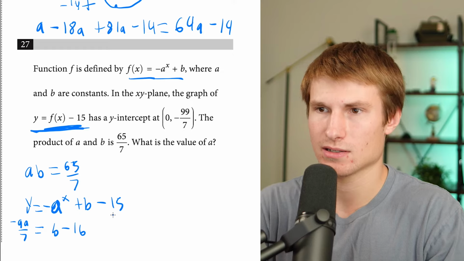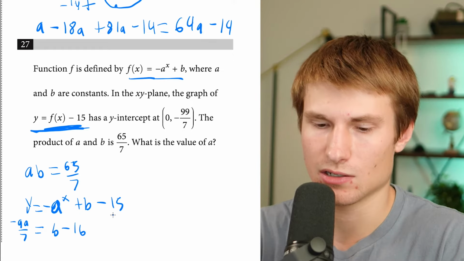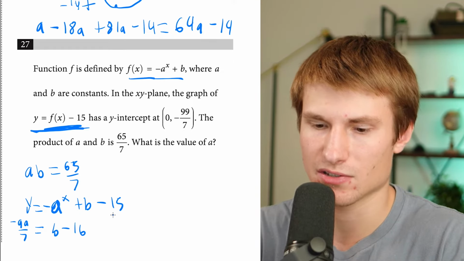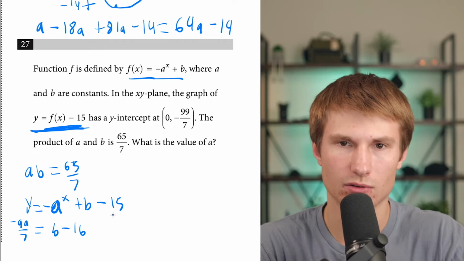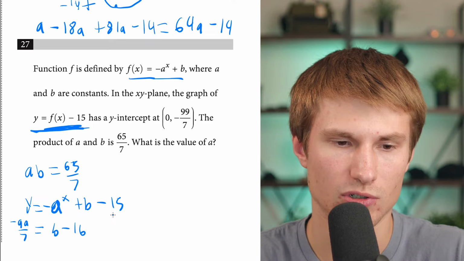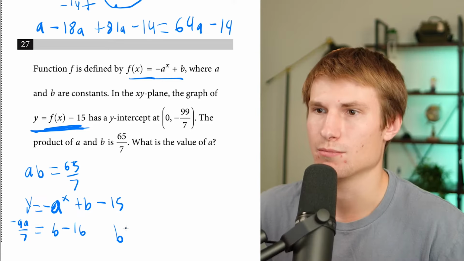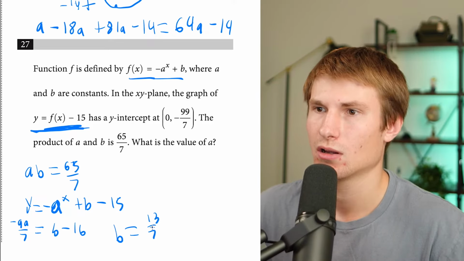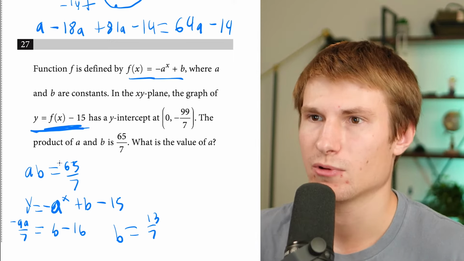If we add 16 to each side, I'll first convert 16 into units over 7. So 16 times 7, that's 112. So we have 112 over 7 that we need to add. Negative 99 plus 112 will give us 13 over 7. So then b is going to equal 13 over 7. Okay, so if b is 13 over 7, we can solve for a now.